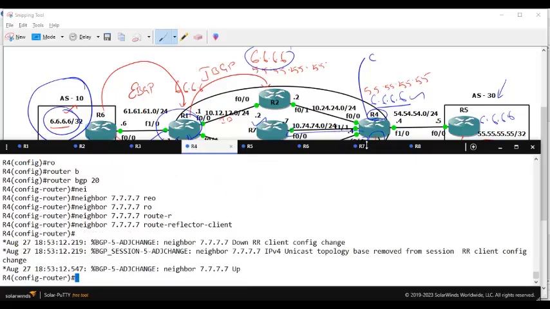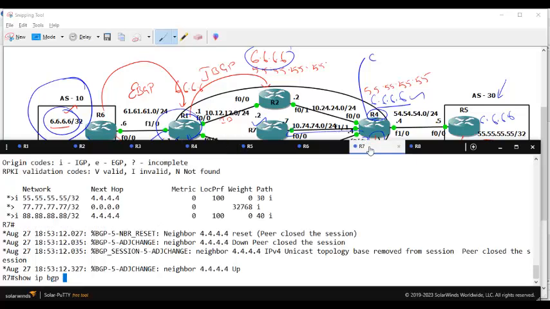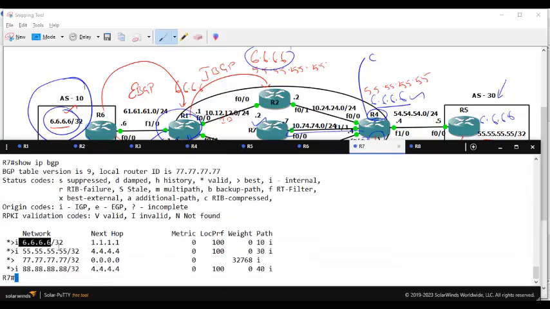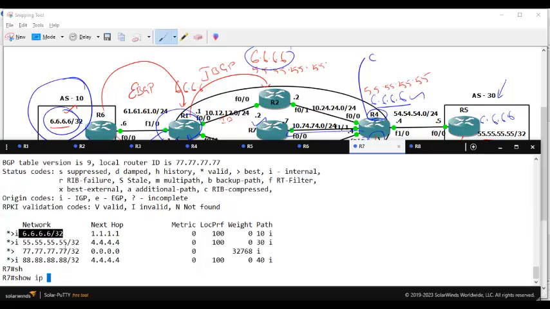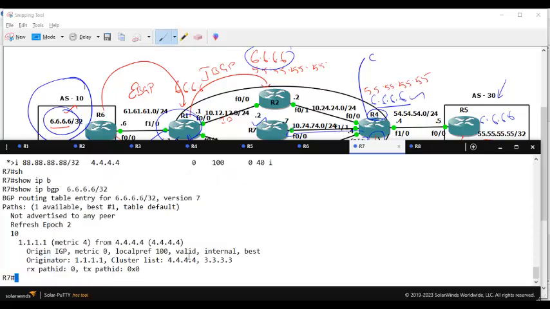And the cluster list has 2 clusters. R3 is also a cluster. R4 is also a cluster. R4 learned from R3. R4 has learned from R3 and R7 is learning from cluster 4. You understand? That is why it is called cluster list.